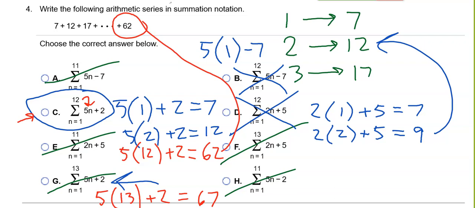The problem is you're guessing by plugging in the top number. You just know that if you plug in the top number, you're supposed to get 62. And if you keep coming to letter choice A, if I plug in 5 times 11 minus 7, I don't get 62. I get 48. So that can't be a possible choice. Does that kind of make sense? Mm-hmm. Okay.